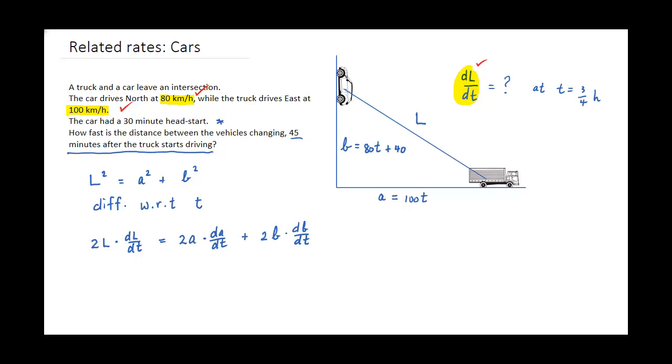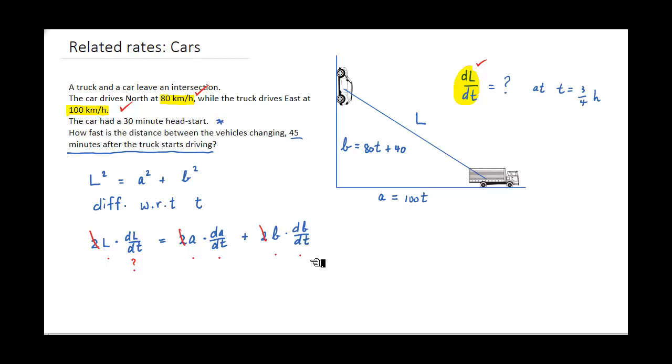There are three terms here, one on the left side, two on the right side. Each of them has a 2. We can therefore divide everything by 2 and in effect cancel them out. So we're trying to find the value of dL/dt. So we'll need to know the value of L, the value of A, the value of dA/dt, the value of B, and the value of dB/dt to solve this problem.